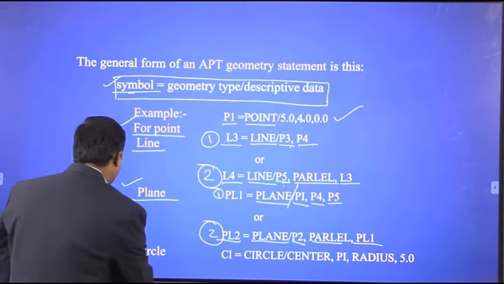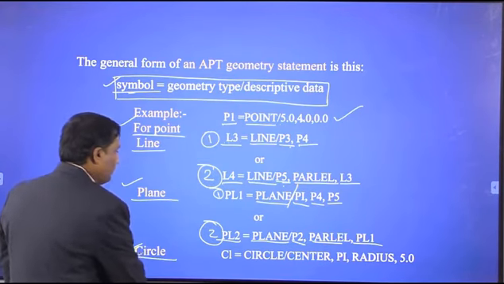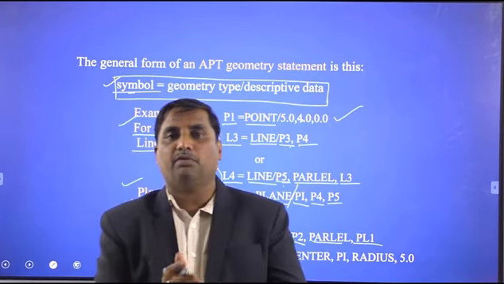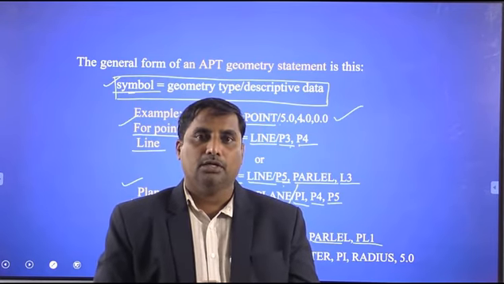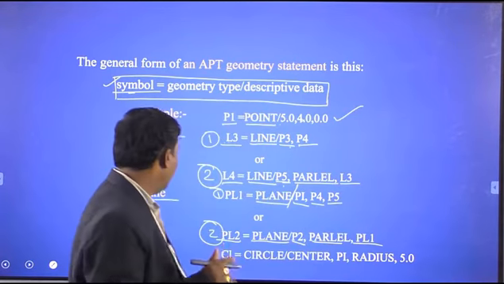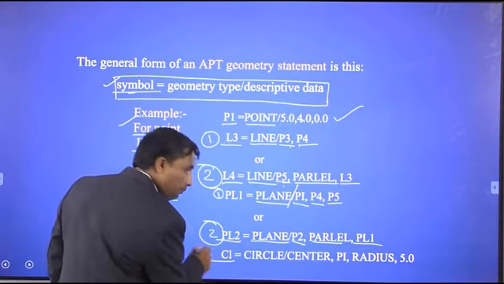Next one is circle. Go for the circle. You know that one. Circle data in simple form: if we have the center and radius of the circle, we can define the circle. Okay, right. So C1 equal to, this is the symbol.